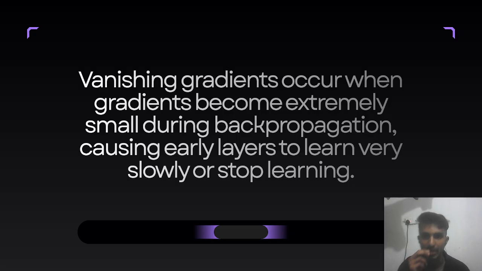Vanishing gradient occurs during the training of deep neural networks, specifically during the backpropagation. In this situation, the gradients become extremely small as they move backwards through the network. For this, the earlier layers of the deep learning models learn very slowly, or sometimes they stop learning at all. As a result, the model fails to take advantage of its depth.